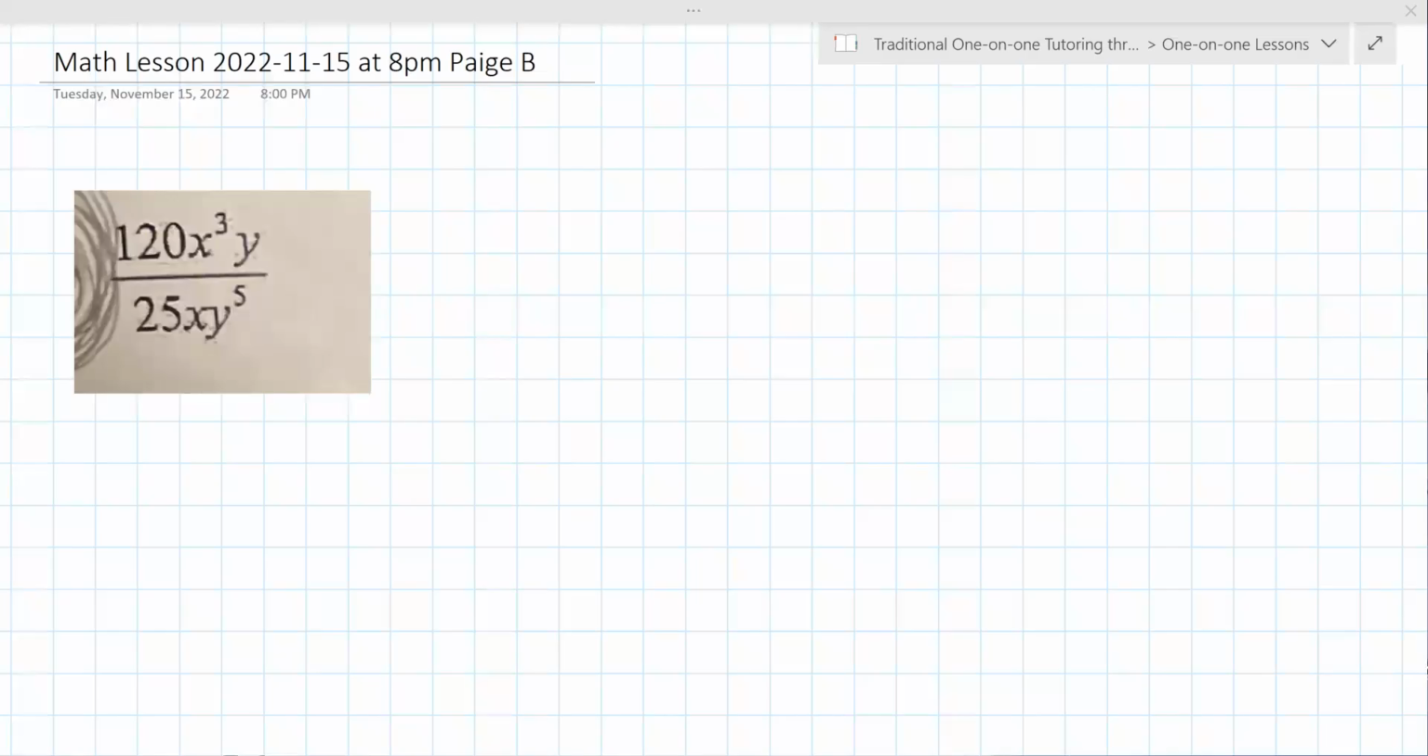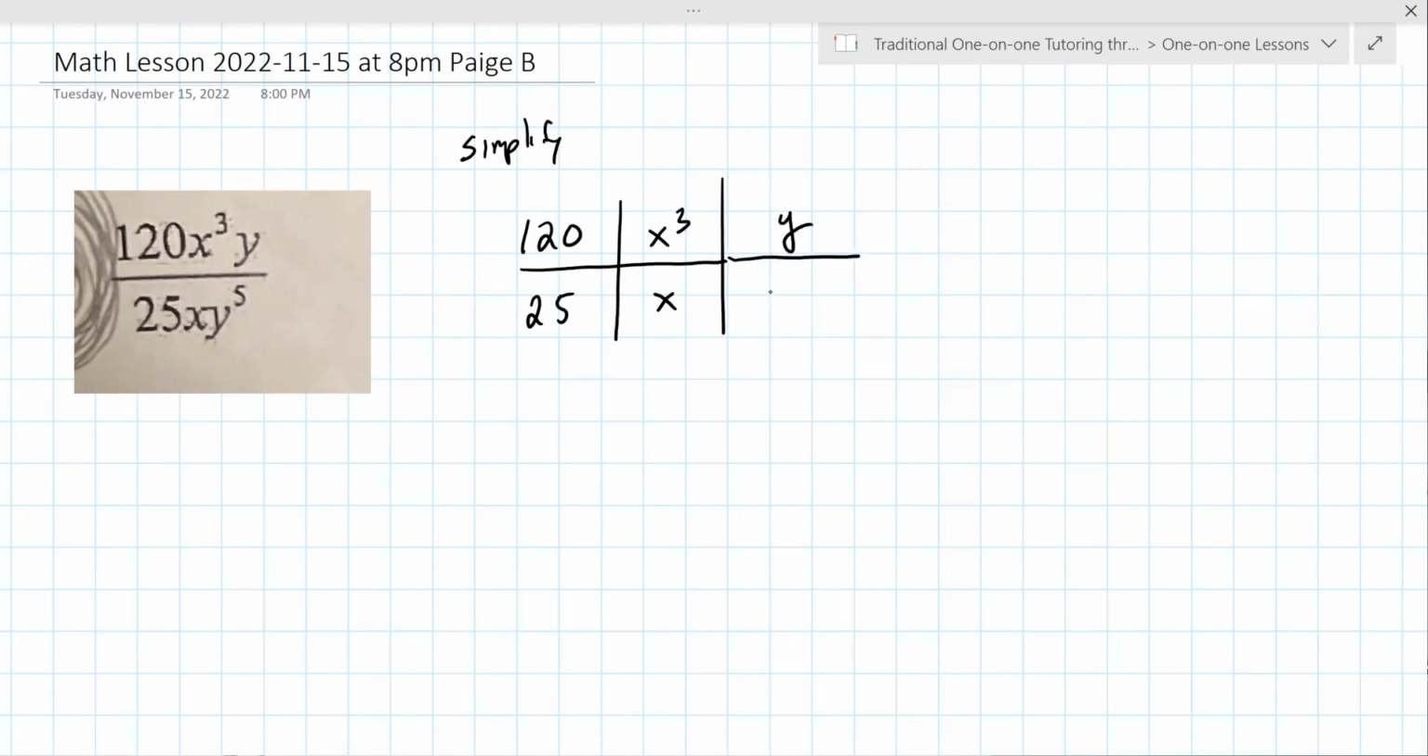All right, so the instructions for number one, pretty straightforward. It just says to simplify. And it's really kind of a couple of problems in one. It's 125 over 25, x cubed over x, and then y over y to the fifth. Do any of these stand out to you where you're like, oh, I for sure can do that?